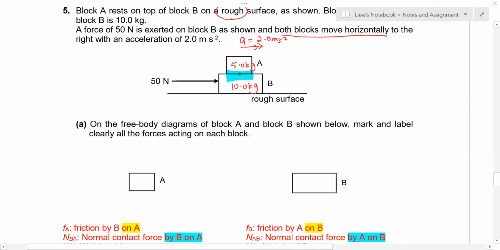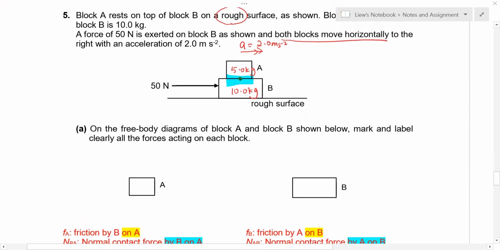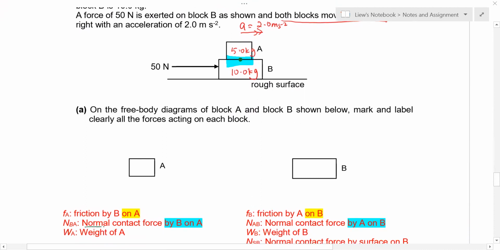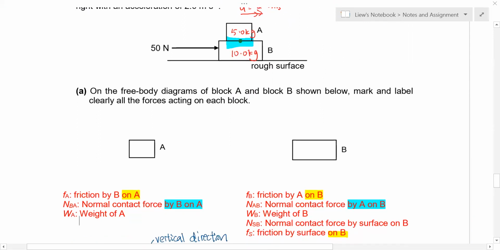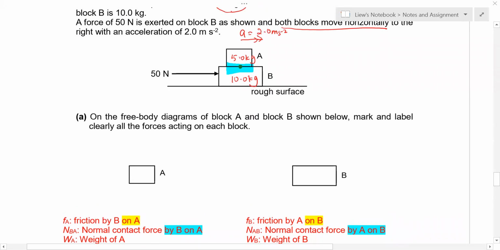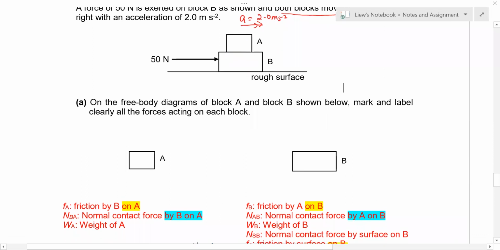Next, because A is in contact with B, there should be a normal contact force by B on A. And lastly, of course, A will have its own weight pointing vertically downwards. You draw it from the center of gravity of A.